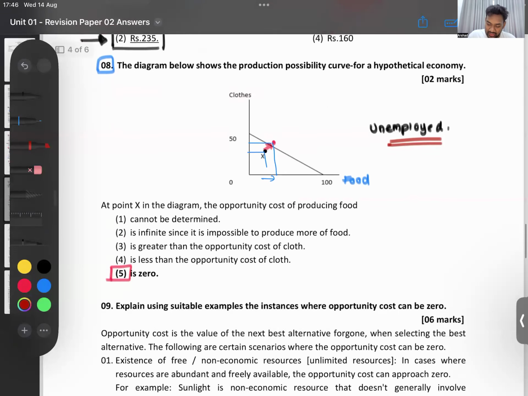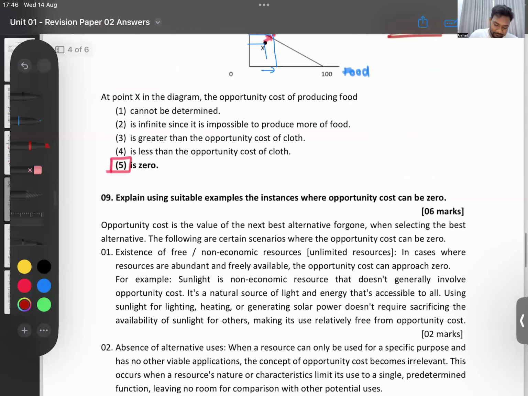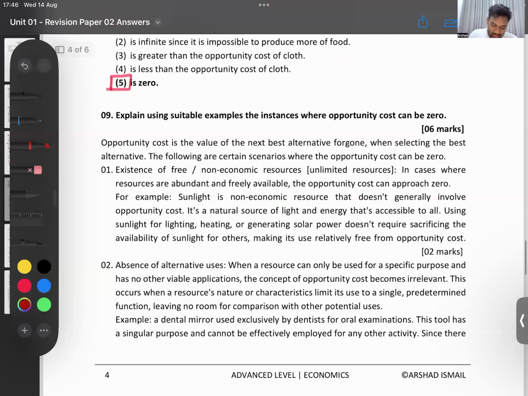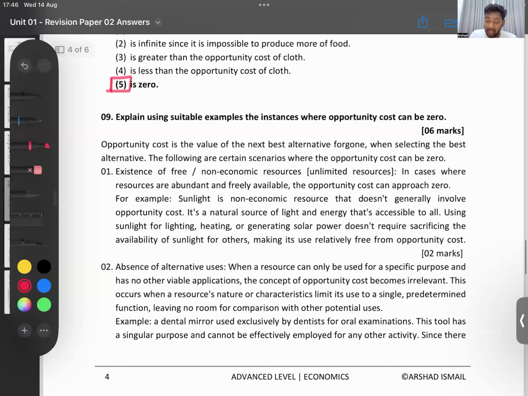Then going to the next one. Here, I have given more detailed answers. Number 9. Explain using suitable examples the instances where opportunity cost can be zero, 6 marks. Now you have to think, Lamai. How many instances where opportunity cost is zero? 3 instances. So 6 marks means for each of those, they will give 2, 2, 2. So you have to write enough to get 2 marks. So in your head, that thinking has to come.